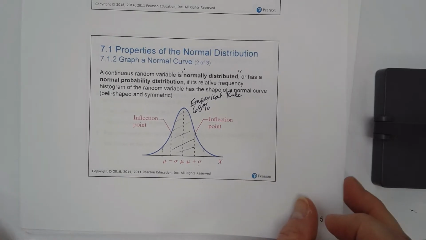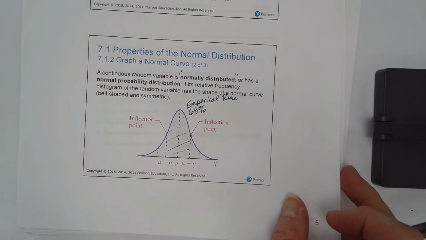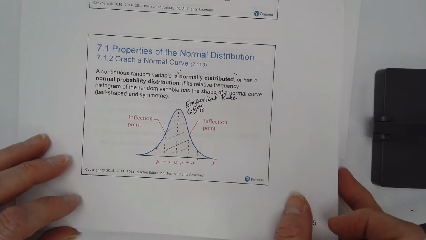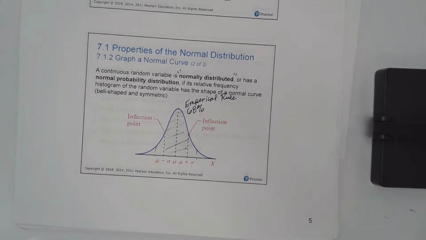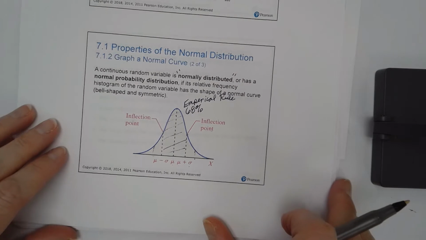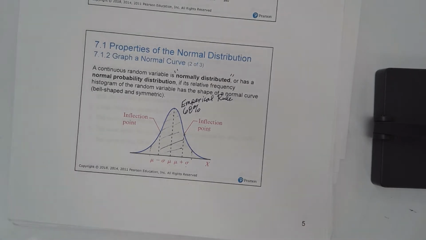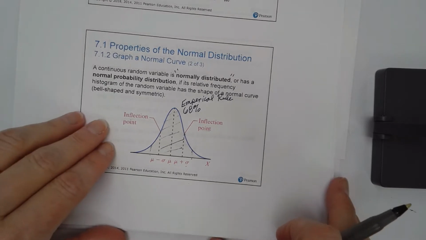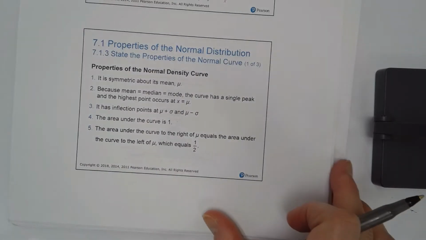How much within two standard deviations? Do you remember? More, because it's including more of it. 95% within two standard deviations. And then when you go out 3 standard deviations, 99.7%. Almost all of your data is within 3 standard deviations. Okay?